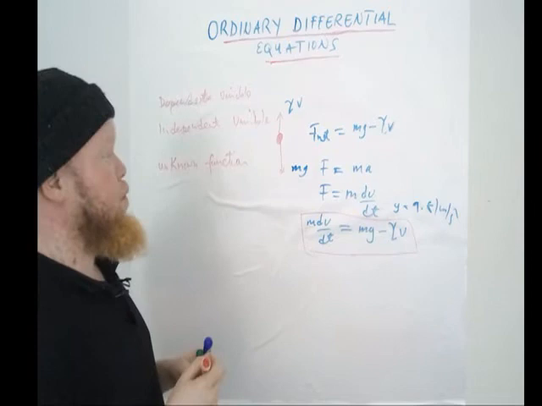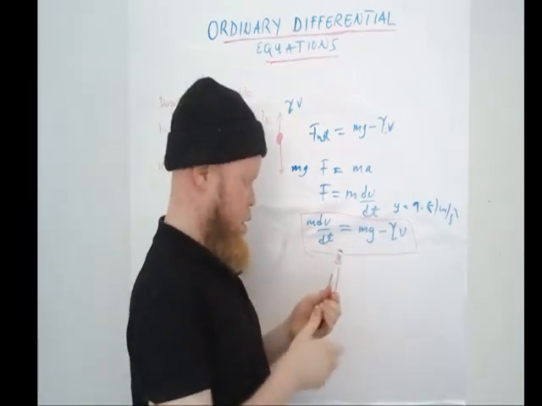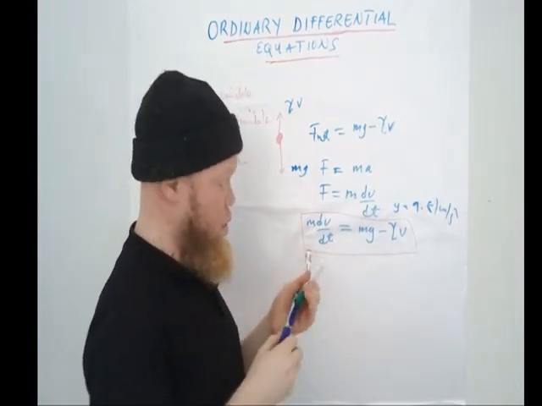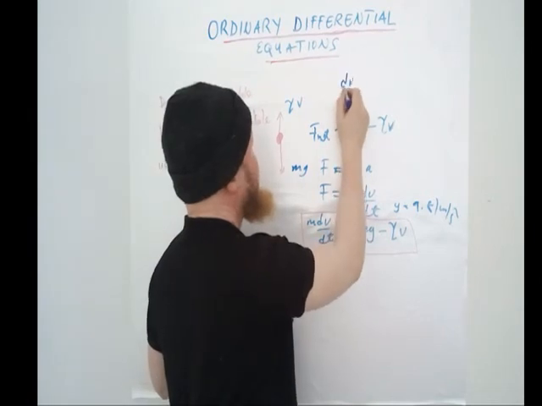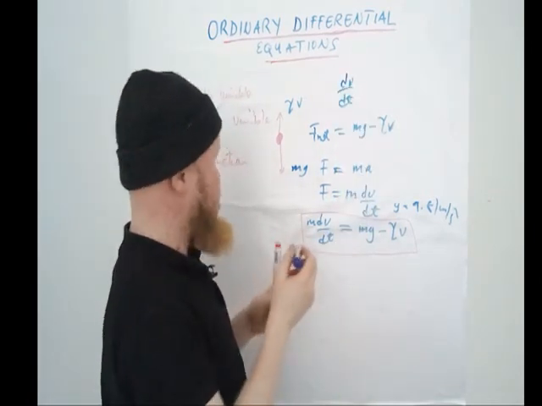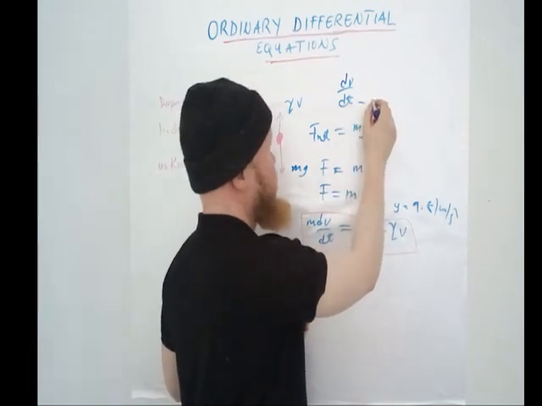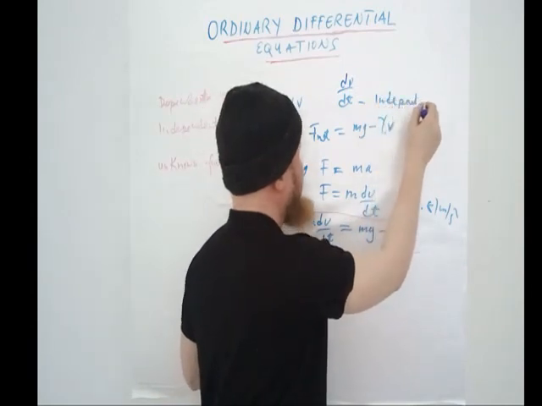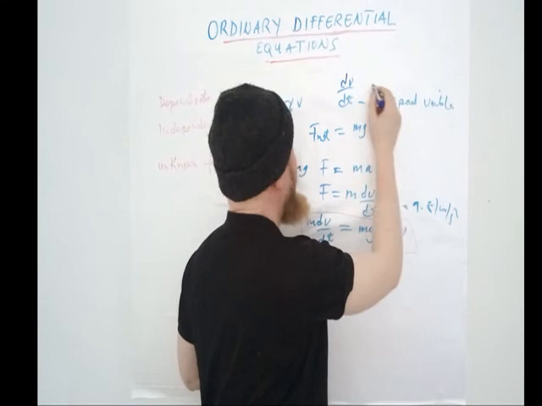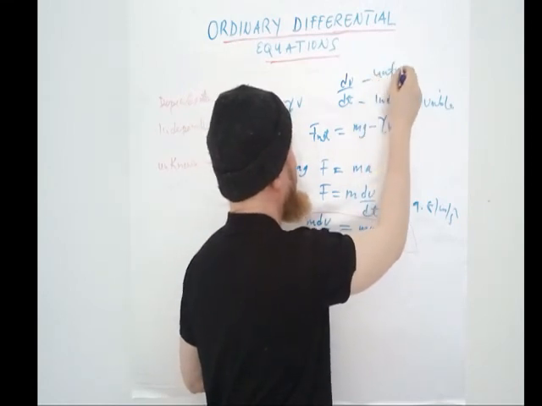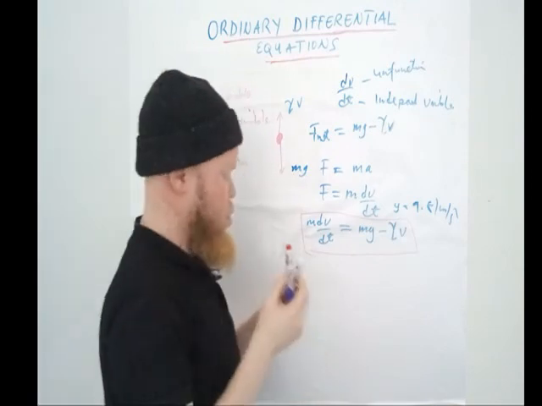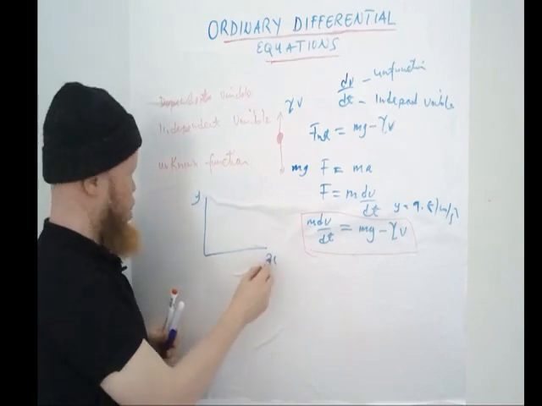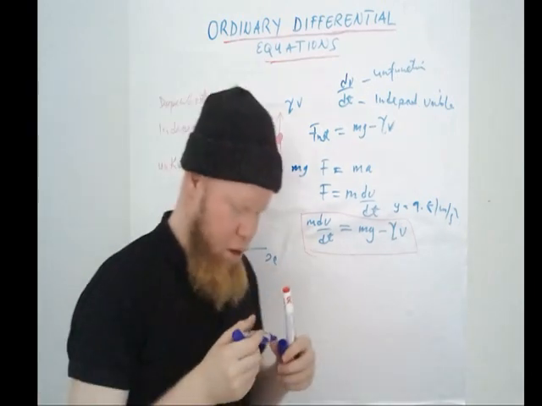If you have a derivative, for example dv/dt, here t is an independent variable, and v is an unknown function. If you have, for example, y and x, then x is the independent variable and y is the dependent variable.